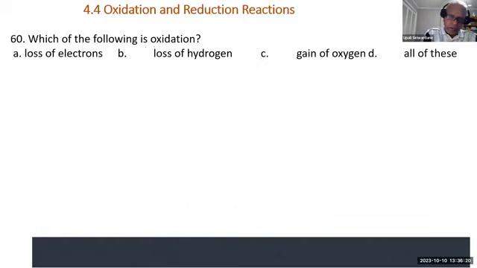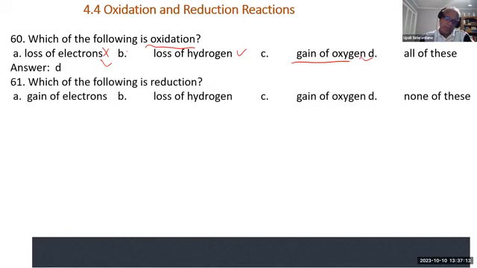Which of the following are oxidation? Gain of oxygen. Loss of hydrogen is oxidation. Loss of electron is not, that's reduction. These are correct. I didn't look at it. So loss of electron is also oxidation. These cover metal ion solutions, galvanic cells, and combustion reactions. All these definitions are correct for oxidation.